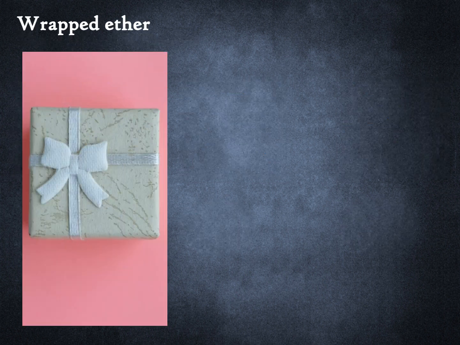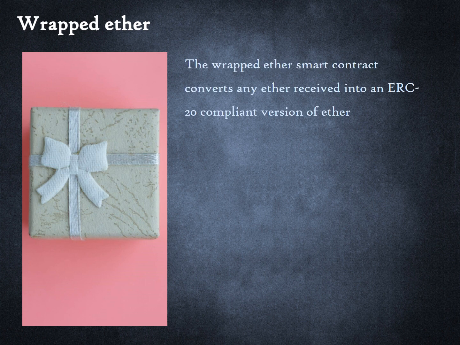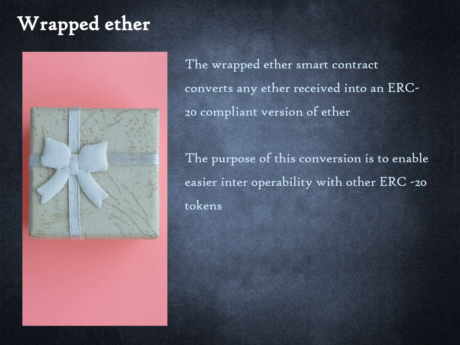What is the reason for converting Ether to Wrapped Ether? The Wrapped Ether smart contract converts any Ether received into an ERC20 compliant version of Ether. The purpose of this conversion is to enable easier interoperability with other ERC20 tokens. For instance, the loan against the collateral is being made in USDC, which is an ERC20 token. Hence, it is easier for Compound Finance from a coding and programming perspective if all tokens were ERC20 compliant.